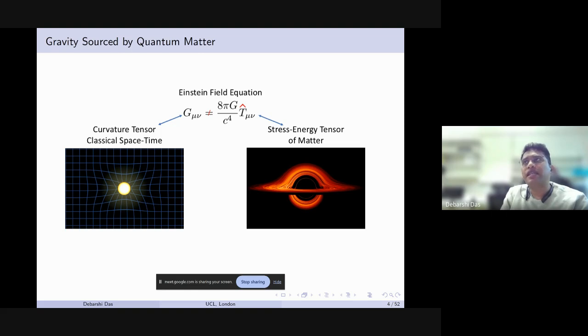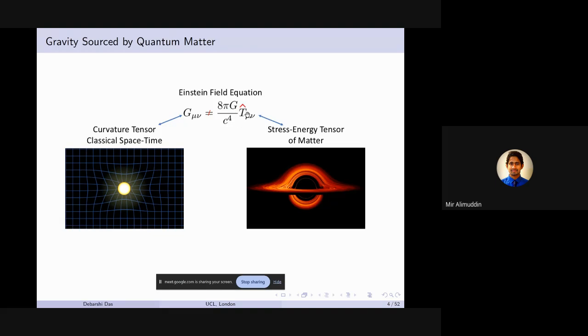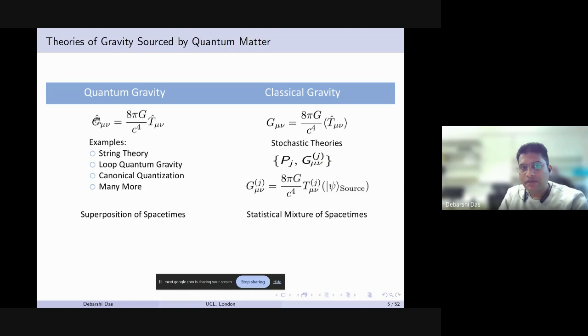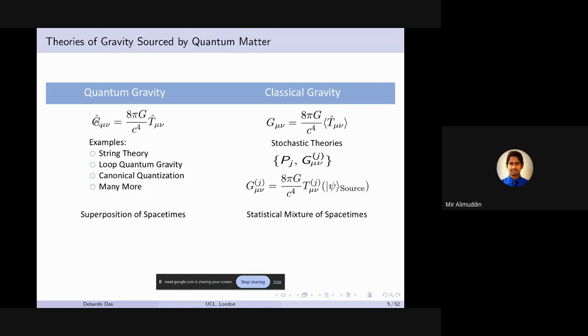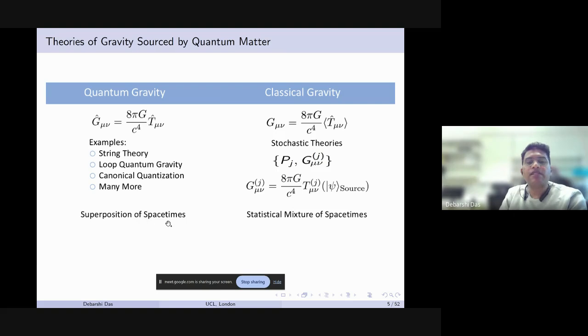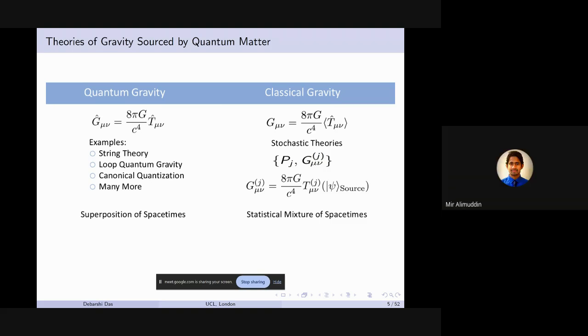Now, if a mass is created in a quantum state, for example in a spatial superposition, then this right-hand side should be taken as an operator, not a scalar. Okay. And if G mu nu is an operator, then what does it signify? Then it signifies quantum theories of gravity. G mu nu means the space-time can also be in superposition. If the mass is in superposition of different positions, then the gravitational field sourced by that mass should also be in superposition. Okay, got it.